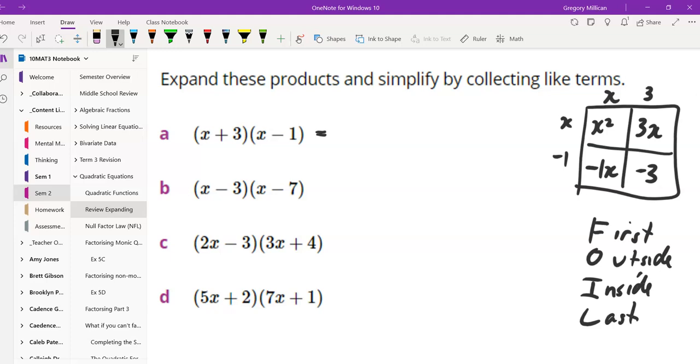And if you think about what that means, first means you're multiplying the first two terms in each bracket, then you're multiplying the outside two terms, so X and -1, and then the inside terms, and then the last two terms. So that's what we call the FOIL method of doing it. So that's another way that can be used to expand it. And so if I write it out, if I multiply the firsts, basically it's going to be X times X, etc.